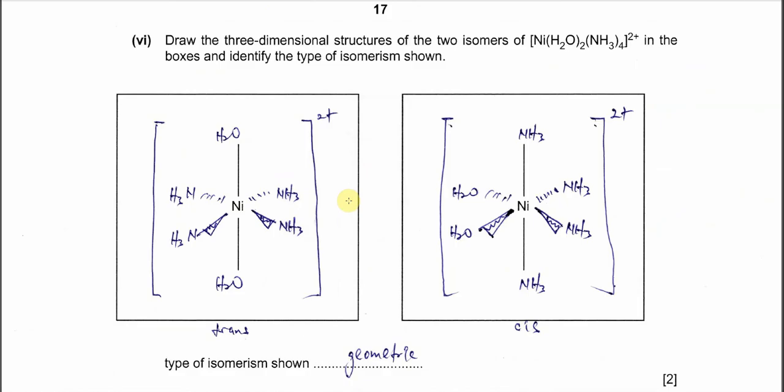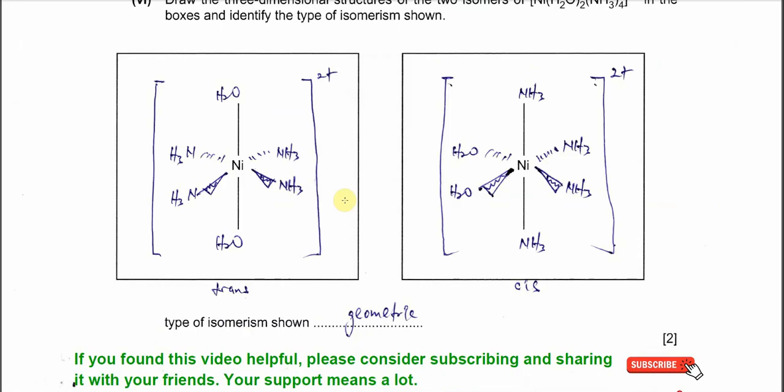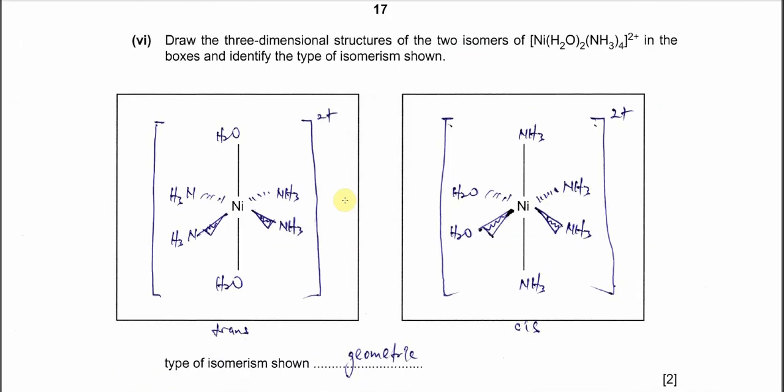Okay, so for this last part, part 6. Draw the 3-dimensional structure of the 2 isomers of this nickel with 2 H2O and 4 ammonia. These are all monodentate. So this one forms 2 dative bonds, this one forms 4 dative bonds. So it's going to be an octahedral complex.